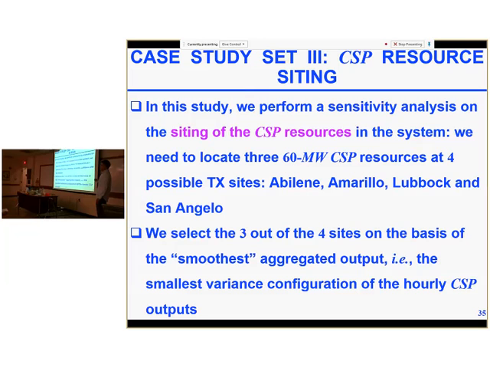One of the characteristics of renewable energy is its variability. So when we design a system with multi-site renewable resources, we want the hourly output to become as smooth as possible. In this study, we consider 4 possible CSP sites with 60 megawatt capacities. We want to choose 3 out of 4 on the basis of the smallest aggregated output.